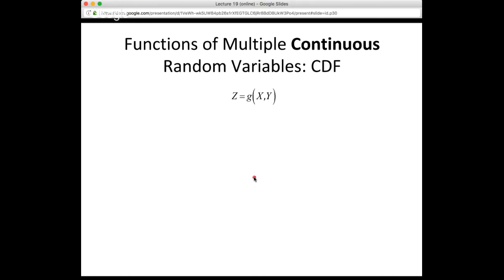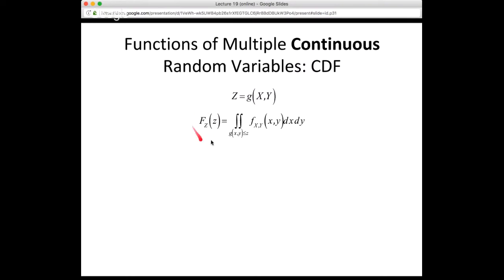Okay, so now let's apply the same ideas, instead of to discrete random variables, to continuous random variables. Let's start with the CDF, the cumulative distribution function. What we want to do is write out the cumulative distribution function for that dependent random variable Z, based on some understanding of the joint probability distribution for X and Y, and then the functional relationship between Z and X and Y.